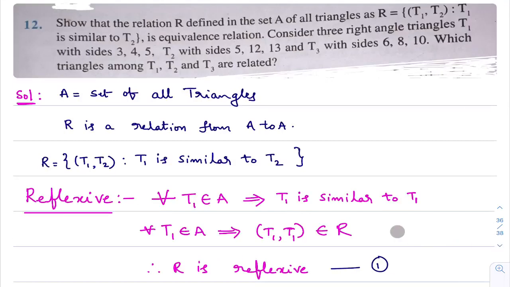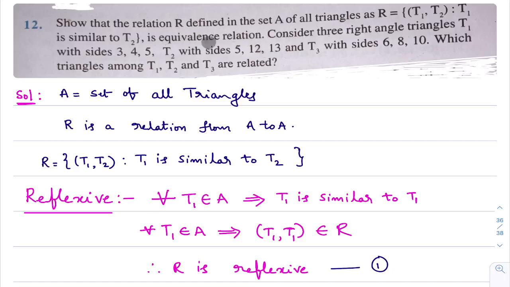This is question number 12. 11, 12, 13 or similar questions. Show that the relation R defined on the set of all triangles. How is the relation defined? The ordered pair (T1, T2) says that T1 is similar to T2. You know, similar triangles. T1 is a triangle which is similar to T2, is an equivalence relation. Some other information is also given.